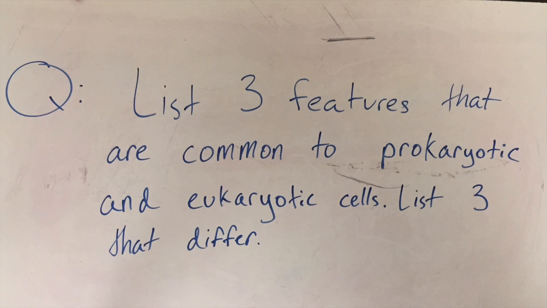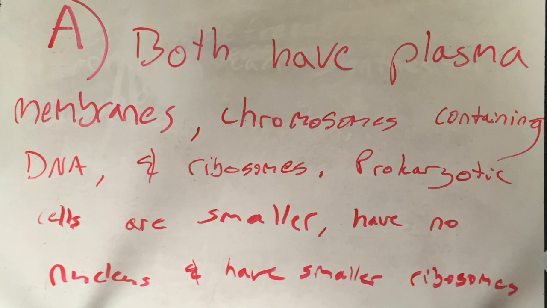List three features that are common in the prokaryotic and eukaryotic cells. List three that differ. Both have plasma membranes, chromosomes containing DNA, and ribosomes. Prokaryotic cells are smaller and have no nucleus and have smaller ribosomes.